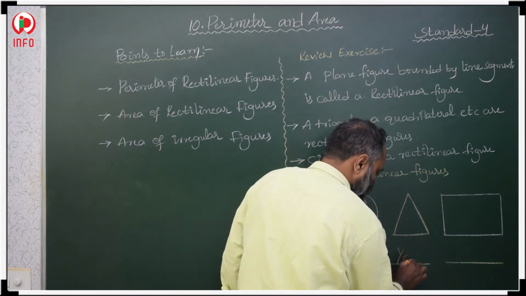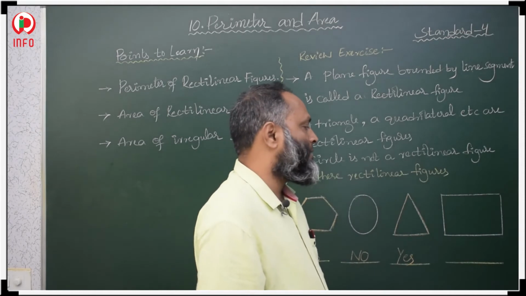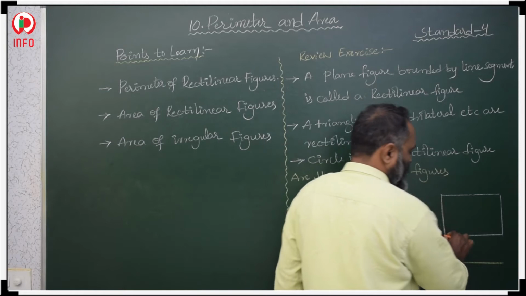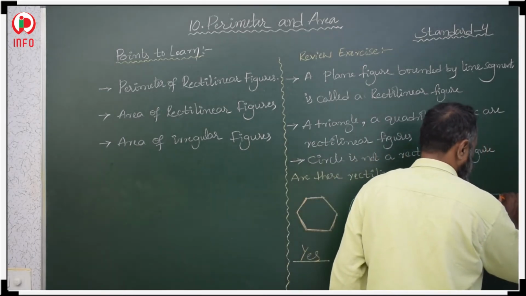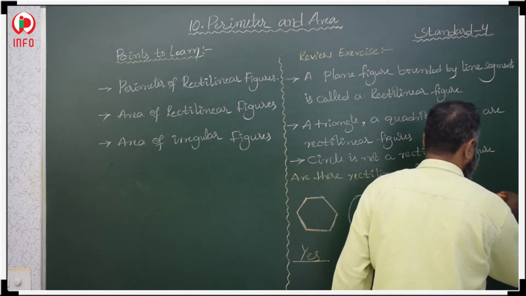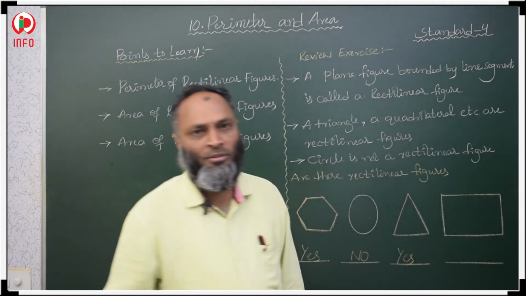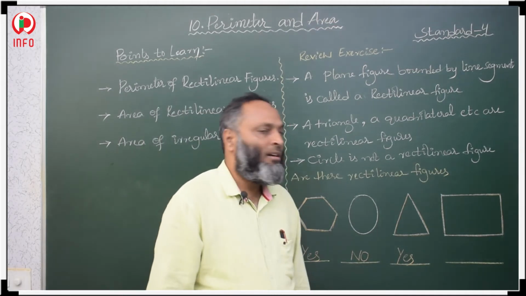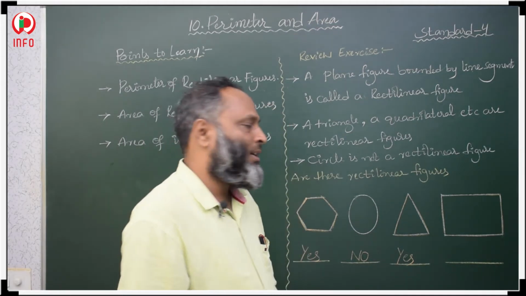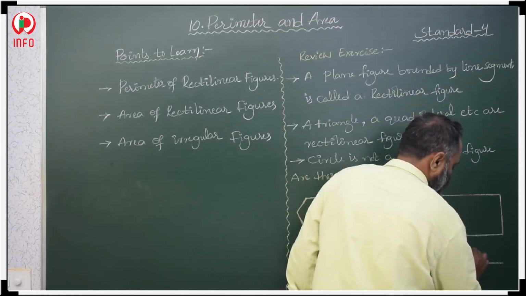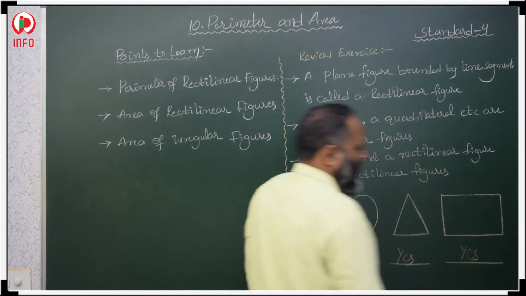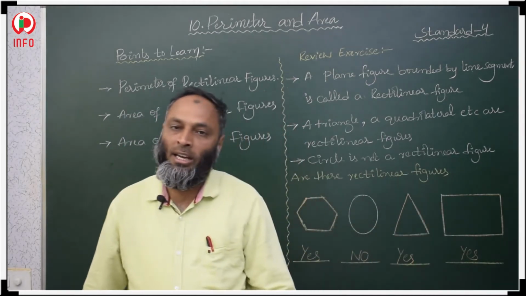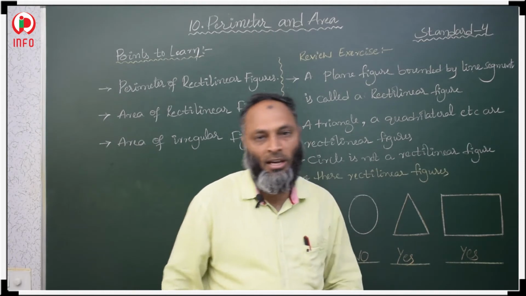The next one, rectangle. Rectangle is bounded with 4 line segments. This is the first line segment, second, third and fourth line segment. If it is closed with the 4 line segments, then it is a rectilinear. So the rectangle is a rectilinear figure. So the polygons are rectilinear and the circle is not rectilinear.